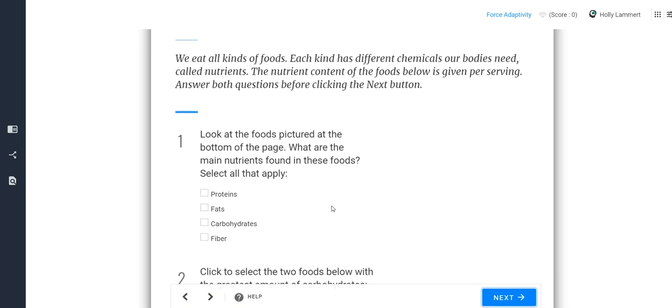We eat all kinds of foods. What's your favorite food? Mine is egg burritos. That's my favorite thing to make right now.